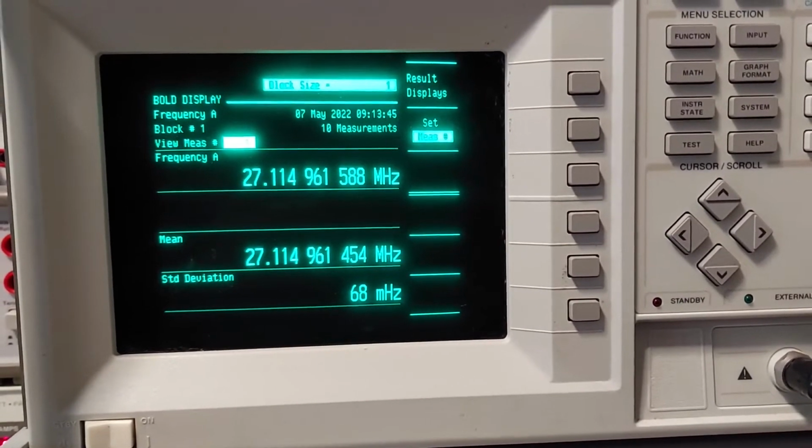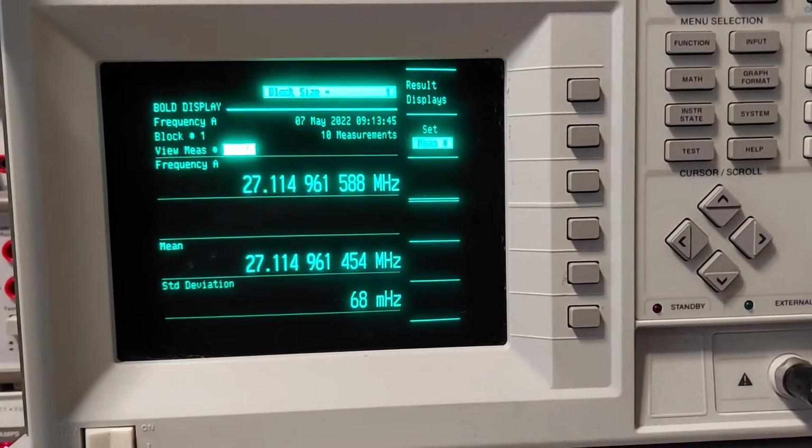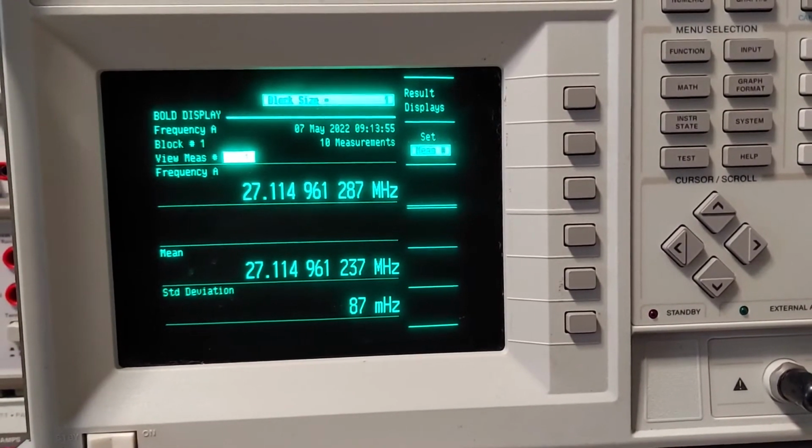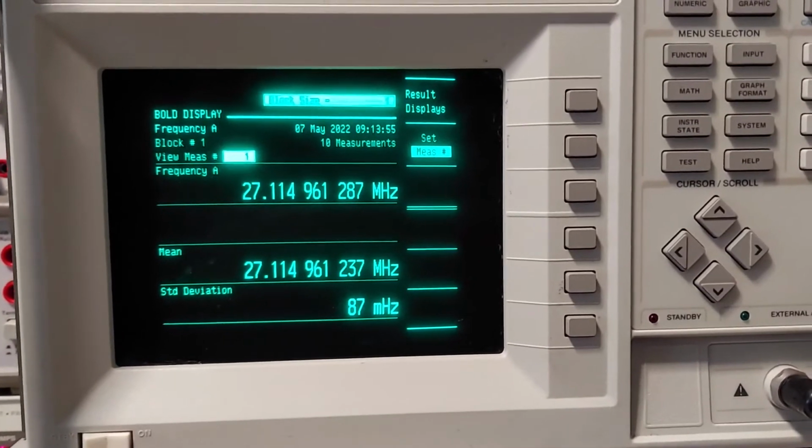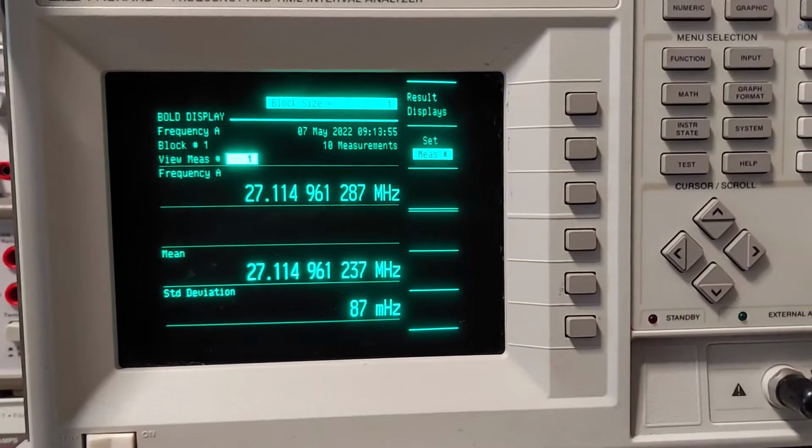So we'll go on to the graph test, to the variance graph, time variance graph, I guess. And we'll try that one and see what the results are there.